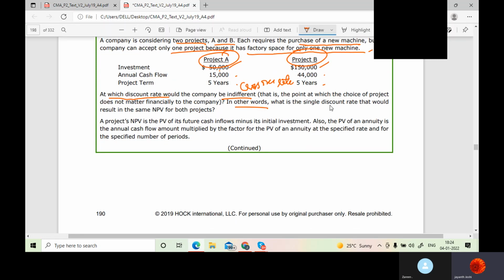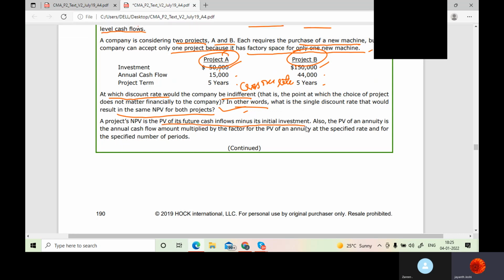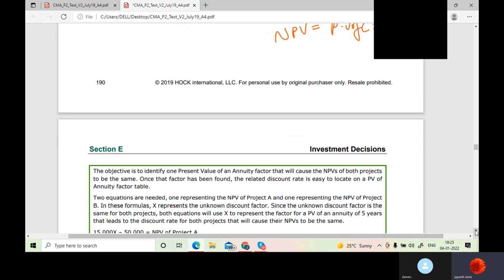In other words, what is the single discount rate that would result in the same NPV for both projects? A project's NPV is the present value of its future cash inflows minus the initial investment. So you already know this formula. After discounting all the future cash flows, you get the present value of cash inflows minus your investment. So you get your NPV. Also, the present value of an annuity is the annual cash flow payment multiplied by the annuity factor. Okay, we know how to do that. Now we will go for the calculation.